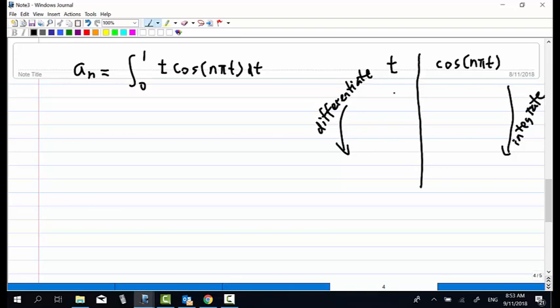So differentiate t, you get 1, and differentiate 1, you get 0. On the right side, integrate cosine n pi t, you get sine n pi t divided by n pi. And then integrate sine, now you get negative cosine n pi t divided by n pi again. So you get n squared pi squared.